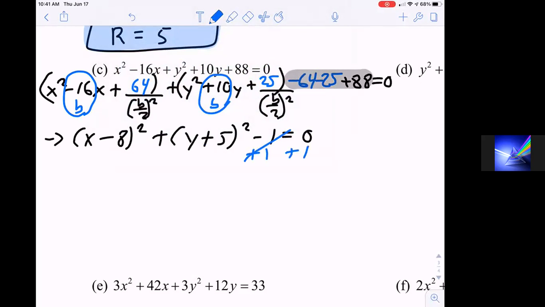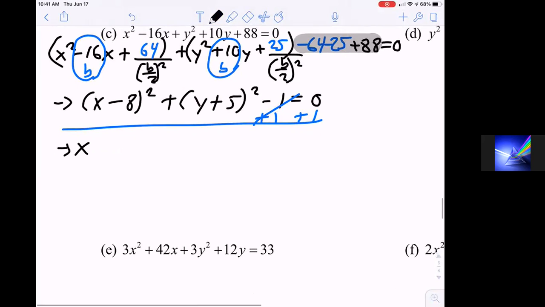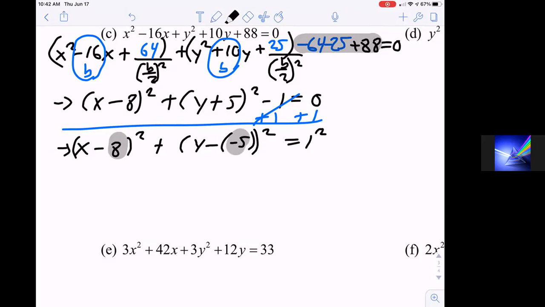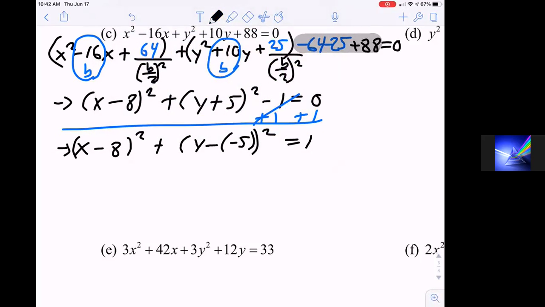So we'll go ahead and add the 1 to both sides and rewrite this as x minus 8 quantity squared plus y plus 5 quantity squared equals 1 squared. Your center is going to be at 8, -5, with a radius of 1.